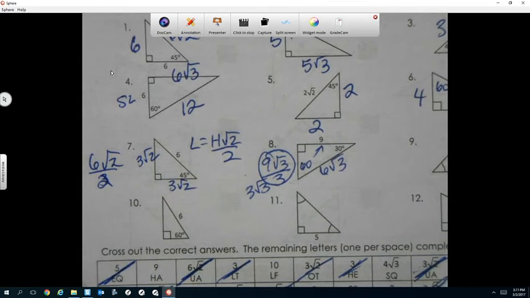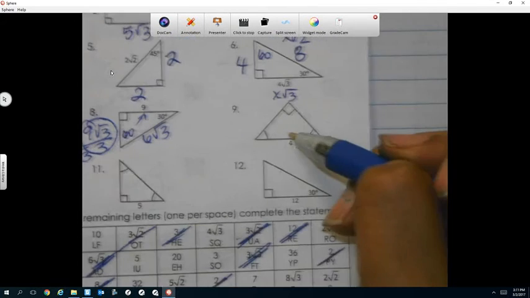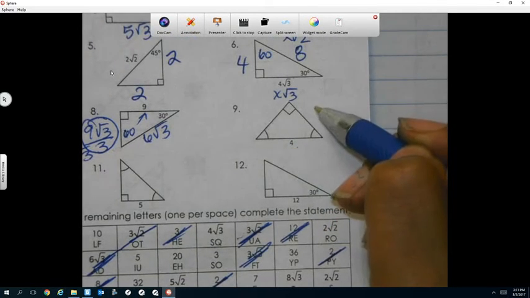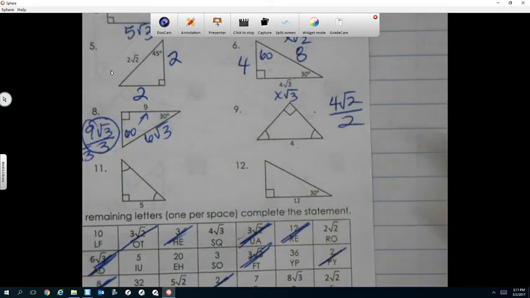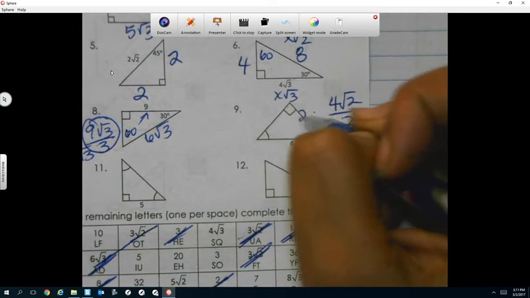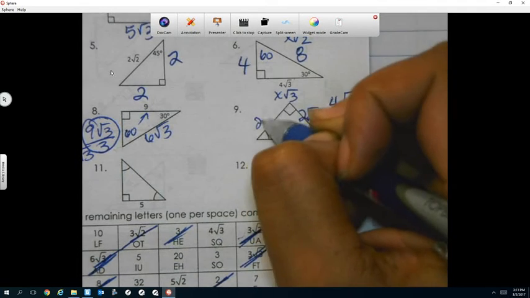Number 9, we have the hypotenuse, which is 4. We got to go back to the leg. So take that 4, put it with the square root of 2, divided by 2. 2 square root of 2, 2 square root of 2.